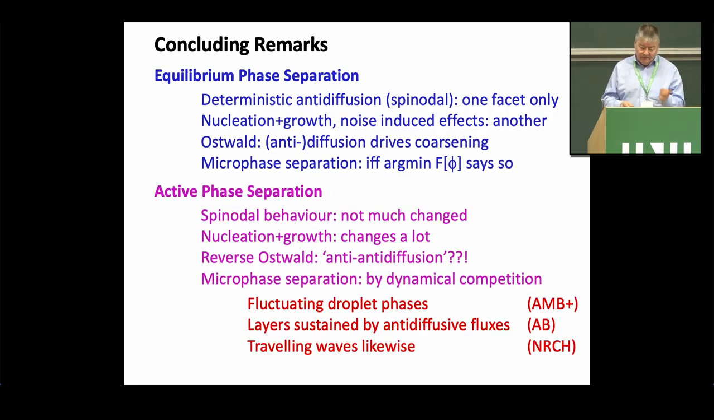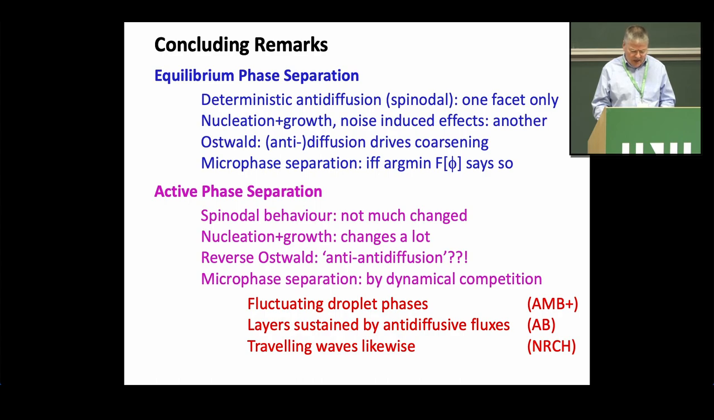Once things are active, this basic spinodal instability isn't really altered. Nucleation growth does change a lot. That's because of these effects on the interfacial tension, which set the nucleation barrier, and indeed I can collapse the nucleation barrier completely when I get into the reverse Ostwald regime, etc. So it changes a lot there. In the reverse Ostwald regime, yes, that's changed a lot again.